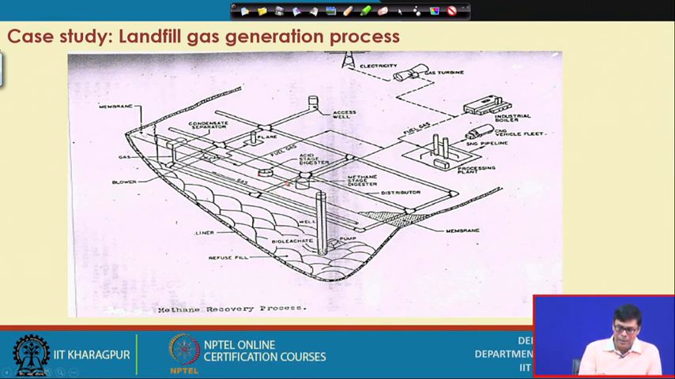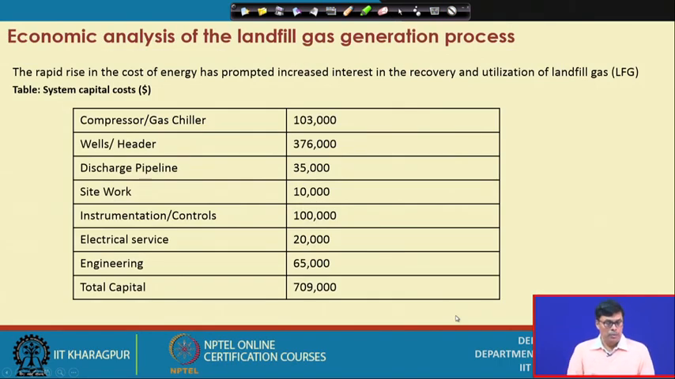If I apply any kind of vacuum in this line, then all the gas present in the landfill will come into the pipeline, and then we have some gas purification unit here. We purify the gas and send it for electricity generation. This is the gas turbine, and from that we can produce the electricity. Now for this process, there is an analysis of the cost of this particular process. This has been done, and I want to give you an example of how they have done that.